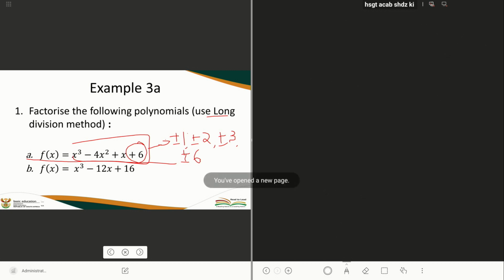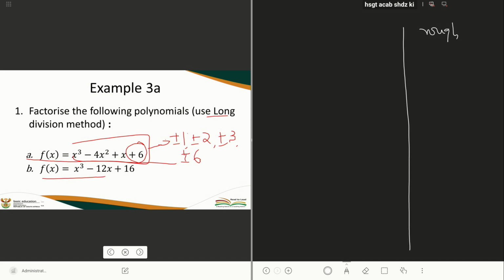Moving to the next one. My rough work there. Guys, you can always use your calculator. Feel free to use your calculator. Now, your f of x is equal to x cubed minus 12x plus 16. Remember, we said we need to find all the possible factors of 16. Let me write them here. Possible factors of 16.